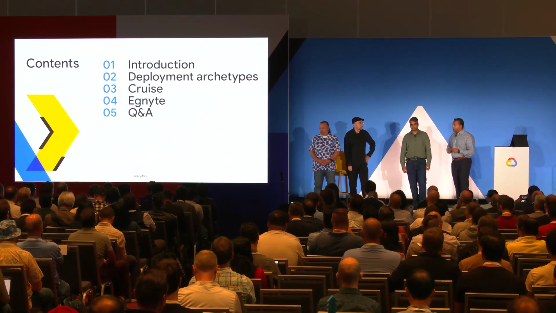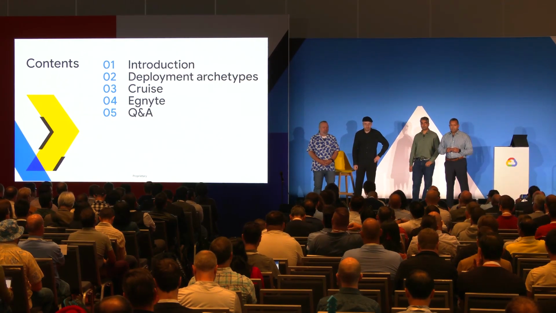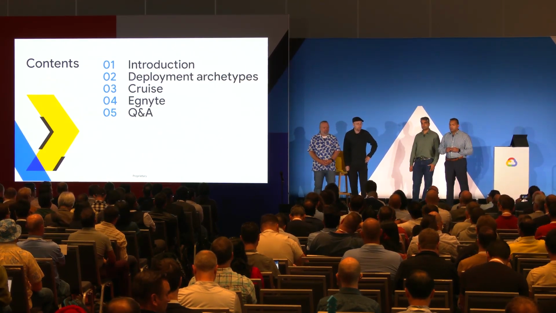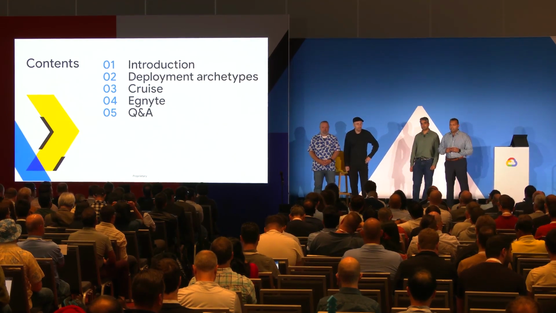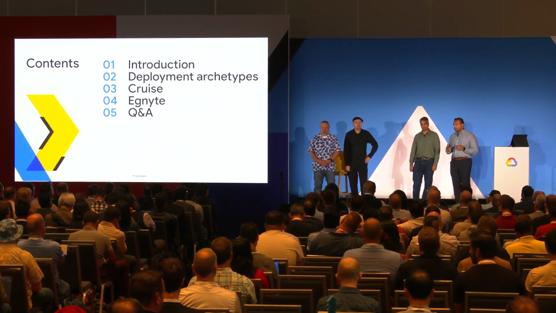So here's what we're going to cover today. We will start with something called deployment archetypes. I'll go into a little bit more detail on what that means. Think of it as grounding ourselves in a little bit of theory before we get to the real-world examples, starting with Cruise, followed by Egnyte. And then at the end of the session, we'll take Q&A.